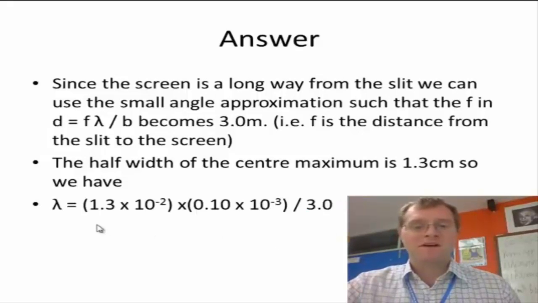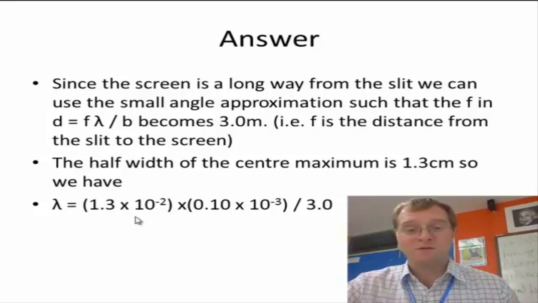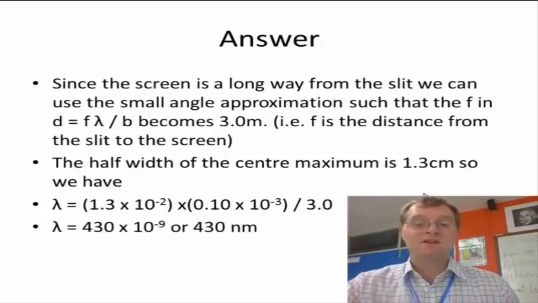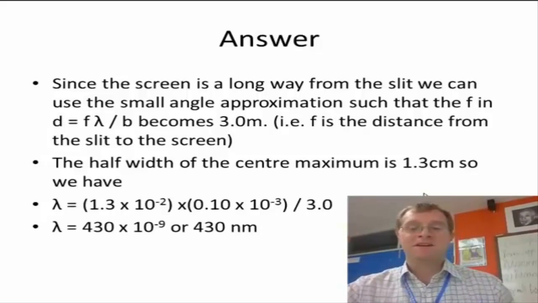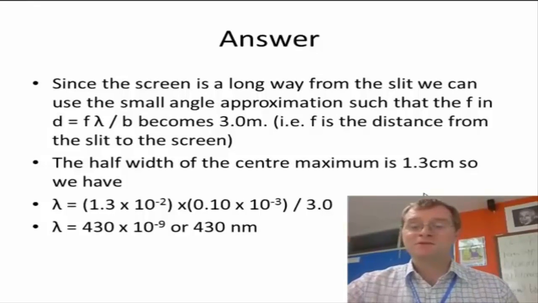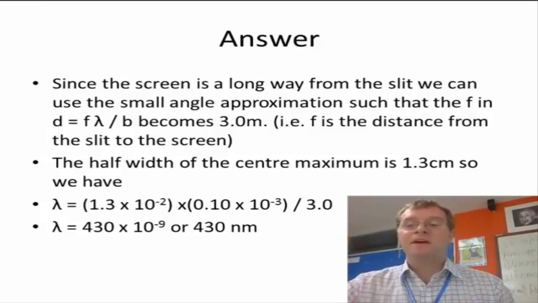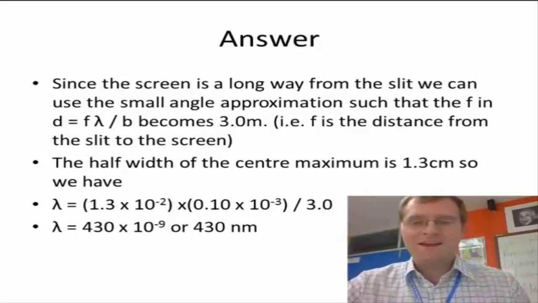Therefore, we can work out what the wavelength is from known values which we've been given. So we know what D is. We know what b is. We know the value for F. So if I put all these numbers in, I get 430 nanometers, which is the wavelength of the light which produced this situation. Okay. Hopefully, that's pretty much the example question which is going to come up in any exam.